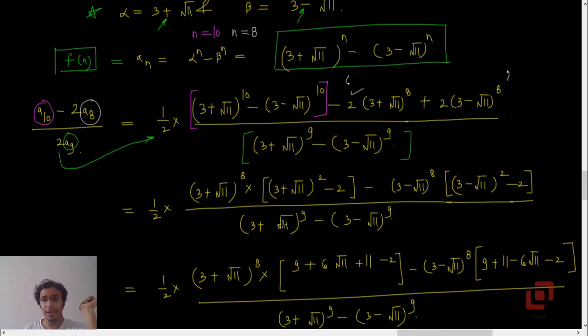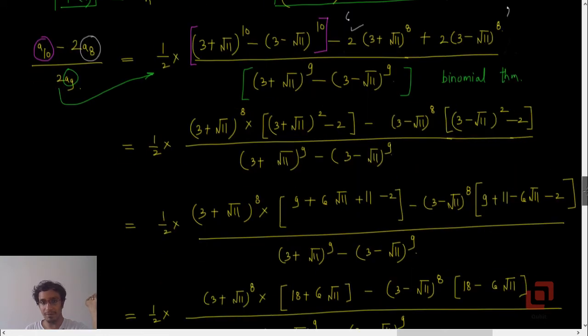Now after this, you may be tempted to think that you are required to use the binomial theorem to expand 3 plus root 11 raised to 10 and the remaining binomials. But remember, this is a multiple choice questions examination, and usually the questions are trick based. They don't expect you to expand this large expression, although you will get the answer, but that will consume a lot of your precious time during the examination. So what we will do is try to rearrange the terms and cancel out some of them. This is what I have done.